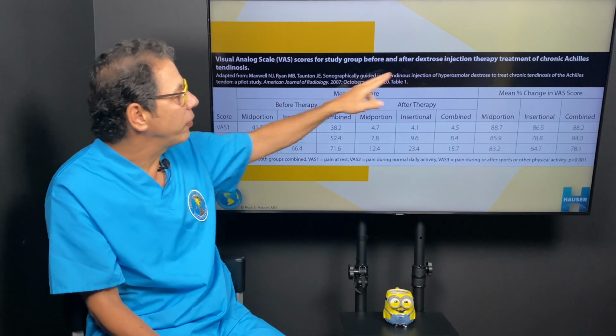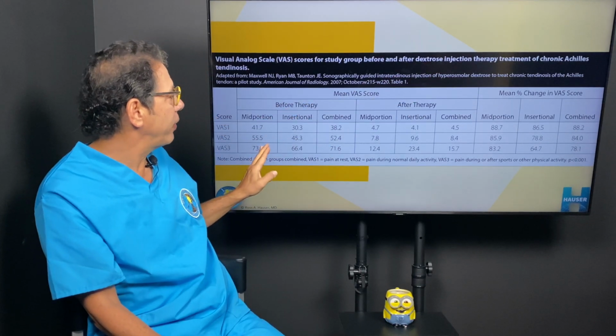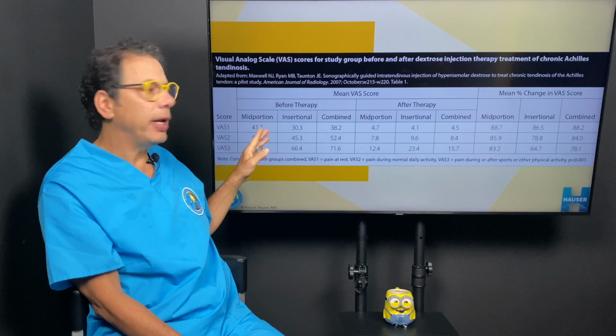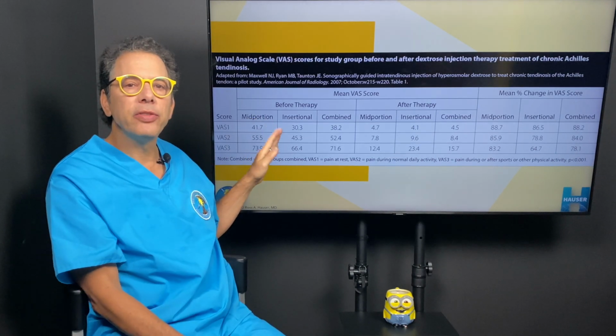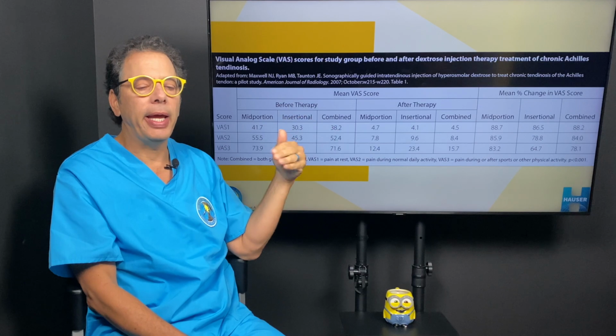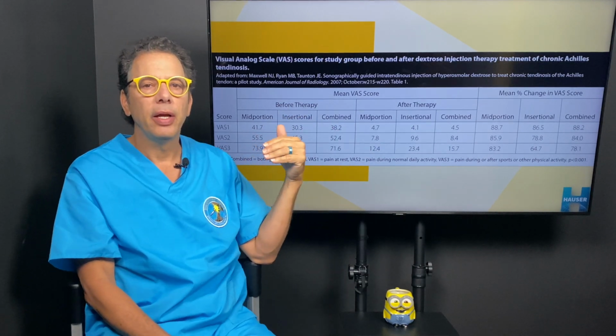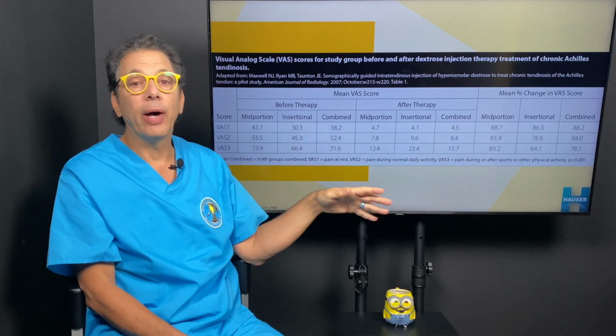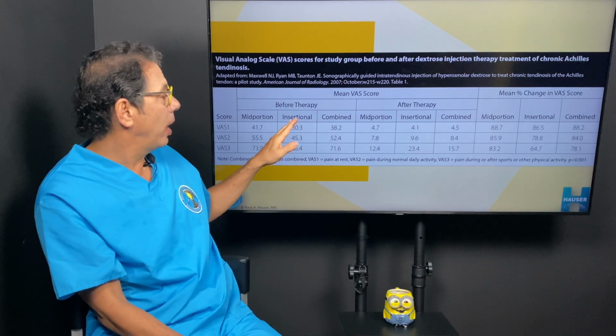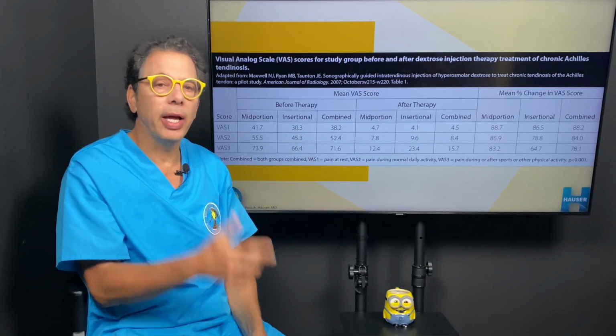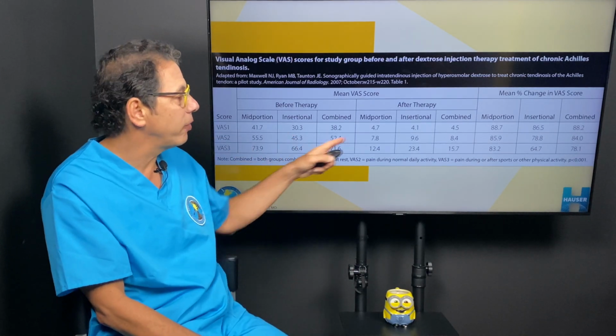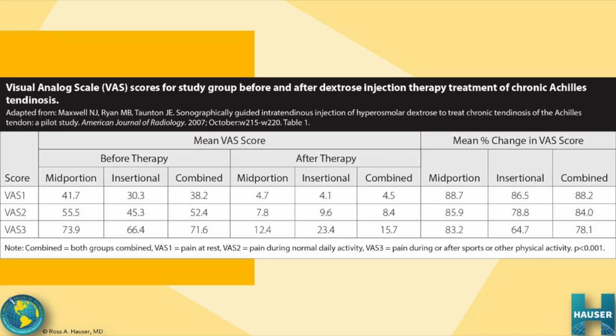Then this is just another study with dextrose prolotherapy, and it's kind of the same thing. What I wanted to make a point of here is that prolotherapy doesn't just help the insertional pain where the Achilles tendon attaches to the calcaneus, it also helps in the middle of the Achilles tendon. So you can do prolotherapy in the middle of the Achilles tendon as well as on the insertion. After prolotherapy, it went from 41 to 4, 55 to 7, 73 to 12. I mean, it is remarkable improvements. That's what we find too.